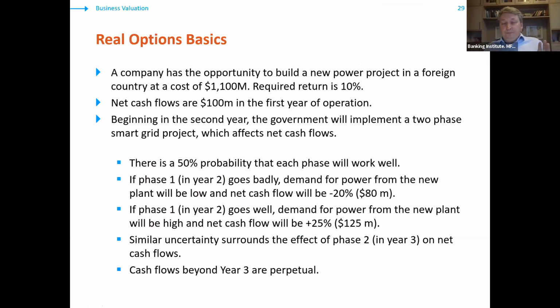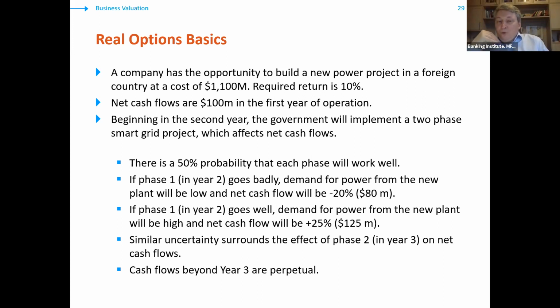Imagine a company. This company has the opportunity to build a new power plant. And to build this power plant, they have to invest 1.1 billion rubles. Their required return is 10%. In the first year of operation, they expect that free cash flow from this project will be $100 million.